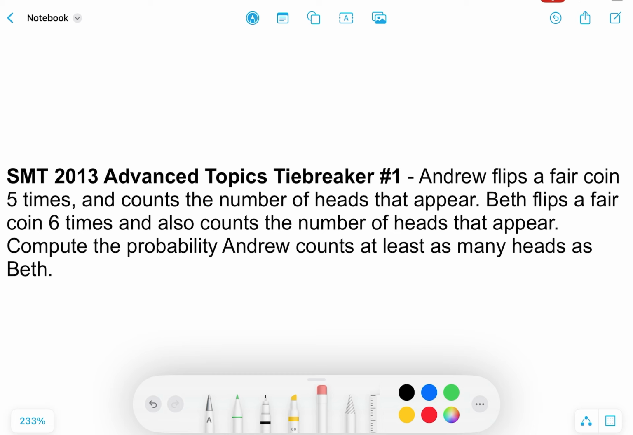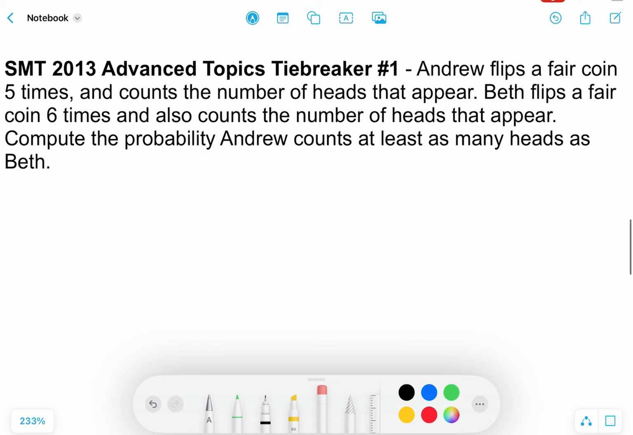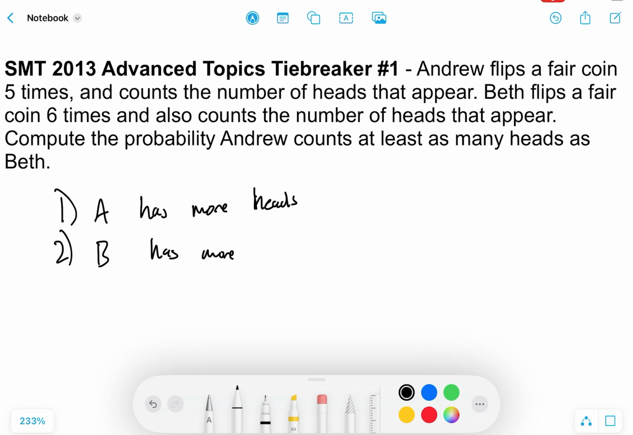So let's imagine that we're Beth for a minute and we're on her last flip, her 6th flip. There are 3 possibilities that we have right now before she flips. The first possibility is Andrew has more heads right now. I'll just abbreviate A for Andrew. Andrew has more heads. The second possibility is that Beth has more heads. The third possibility is that they both have the same number of heads.